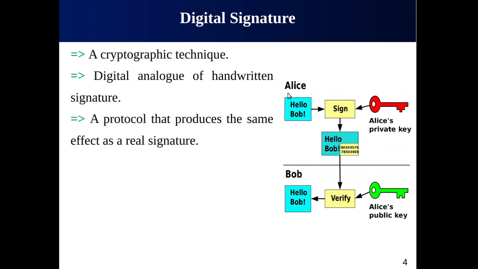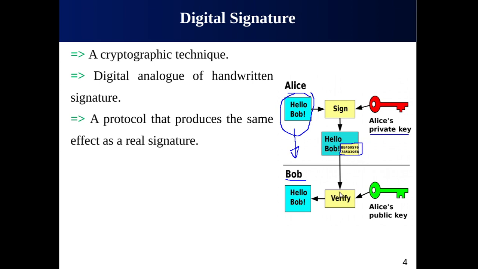We have a sender Alice and we have a receiver Bob. Alice wants to send a message, "Hello Bob," to the receiver. But before sending that message, Alice signs this document or this message. To do so, Alice must use the private key. We will discuss it in a moment. And this is the digital signature that we put on this document.